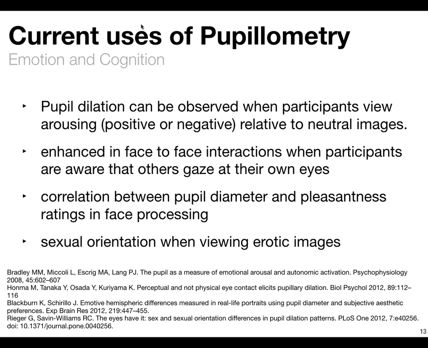In terms of, again, emotion and cognition, pupil dilation is observed when participants view arousing images, either positive or negative, relative to neutral images. If it's very negative, though, like I said, you often get pupil constriction. Pupil dilation also occurs a lot in face-to-face interactions, particularly when you're aware of other people looking at you. In one study, they recorded eye movements while participants watched a video where the person did not make explicit eye contact. When the person made eye contact with the observer and looked directly at the observer, you actually see an increased pupil dilation. So this may have something to do with empathy or emotion detection in others.